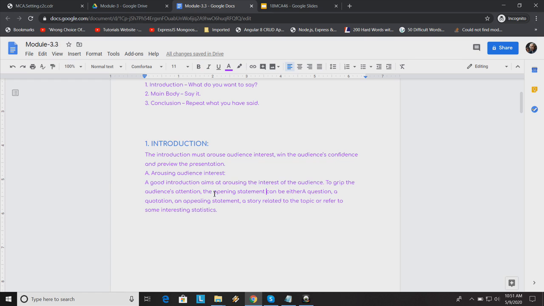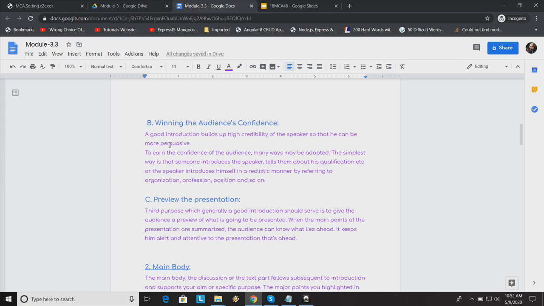To grip the audience's attention, the opening statement can be a question, as I said, a quotation like "too much is too bad," an appealing statement, a story related to the topic, or some interesting statistics. For example, since the rise of global warming and air pollution, what can we achieve to overcome this? I'm here to discuss those in a much broader way. This is winning the audience's confidence.